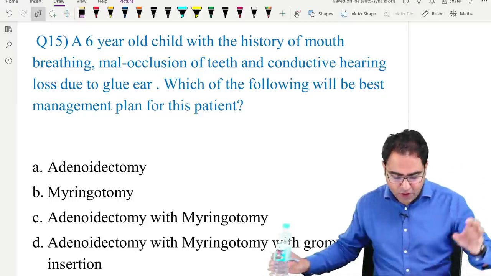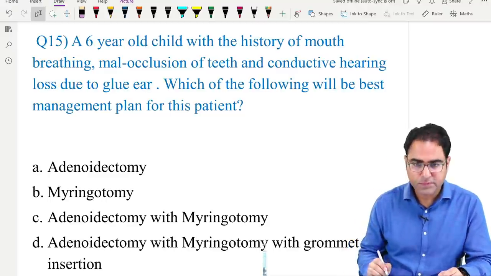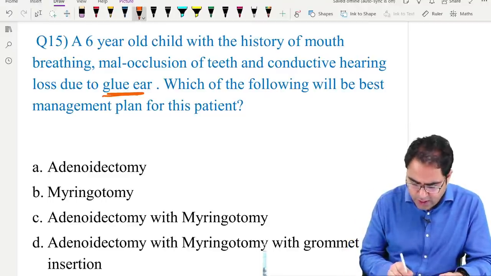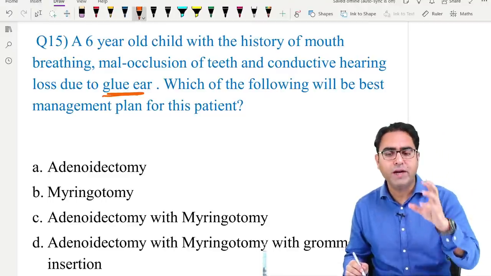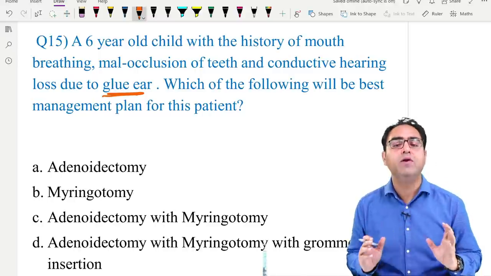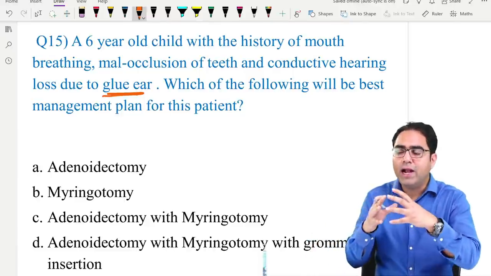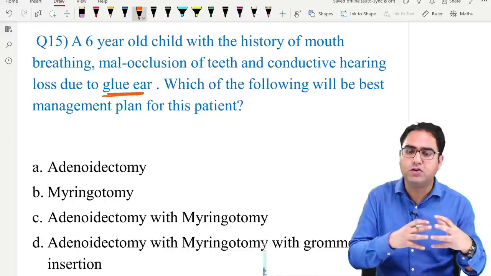A 6-year-old child with history of mouth breathing, malocclusion of teeth and conductive hearing loss due to glue ear. Glue ear, beta. Glue ear is a very prominent linkage of adenoid hypertrophy. Adenoid hypertrophy is more common in school age children, and adenoid hypertrophy will lead to glue ear in children also, beta.